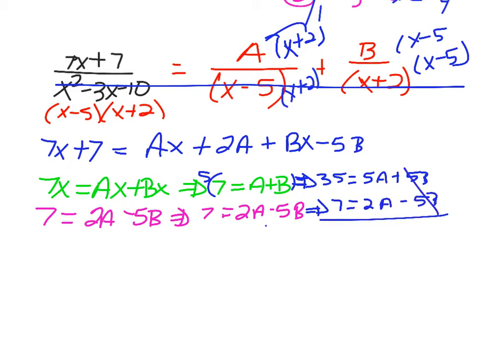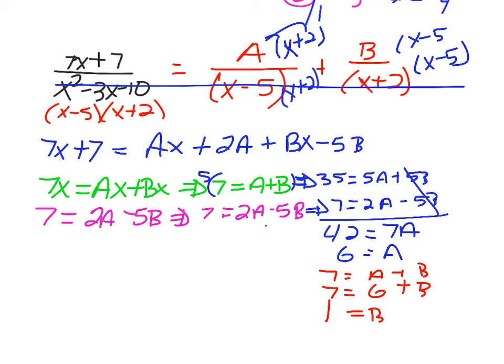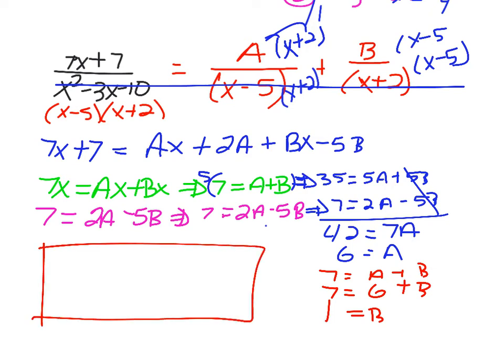So the B's cancel, so 35 plus 7 is 42, equals 7A. Divide by 7, A is equal to 6. So now I'm going to take this equation here, 7 equals A plus B, plug in A is 6, and solve for B. So B is equal to 1. Just make sure you write your final answer, your partial fraction. So it's A over, so that's 6 over x minus 5 plus your B, which is 1 over x plus 2.